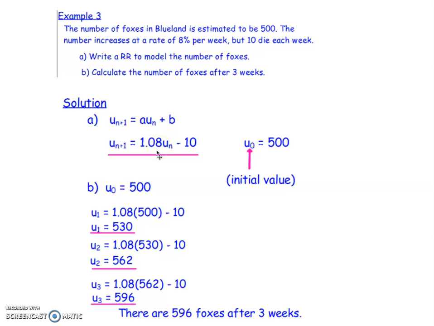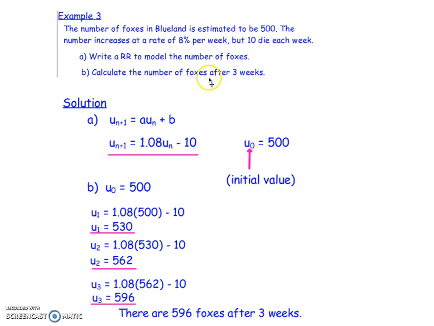Now, what happens to the foxes each week? Well, unfortunately, 10 die each week. So we can say that, although there's been an increase of 8%, we do know that 10 die. So we can subtract 10 from the recurrence relation model. And then that gives us u_{n+1} = 1.08u_n - 10. Now, because of the context in this example, we've been given an initial value. Our initial value is 500. So u_0 will equal 500. And we need to state that if we've been given it in the question.